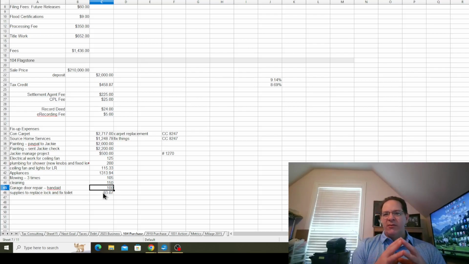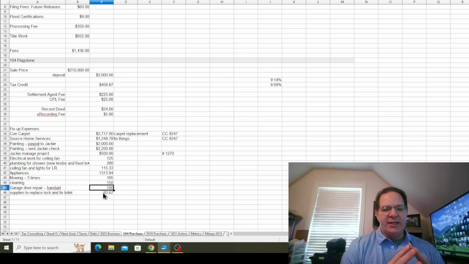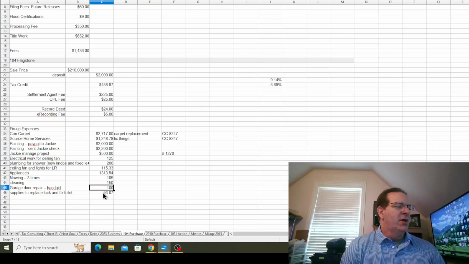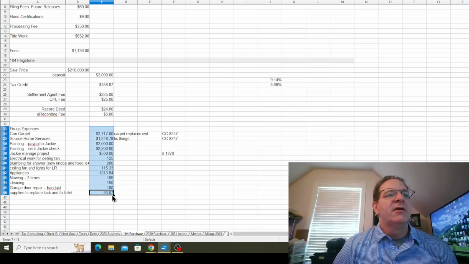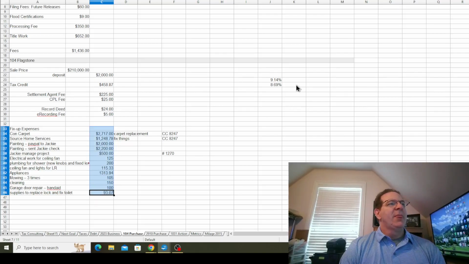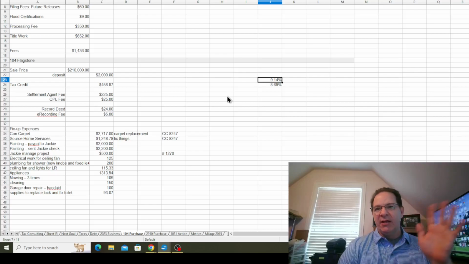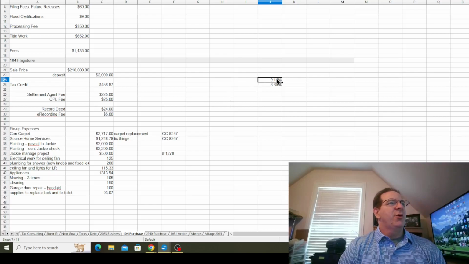Now, you think that the problem with fixing things is the cost, and sometimes it can be the cost, but it also can be just that you don't want to spend the time, maybe the 2 weeks, to not have the house rented, and so you do a quick fix so that the time frame can be faster. So this is our total fix-up cost. Let's see, $10,868.